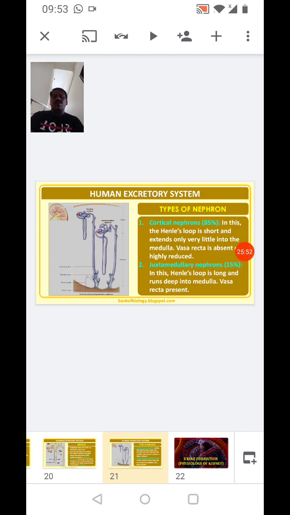And nephrons are of two types, right? This is all about the structure of the nephron, and here I will end this class.